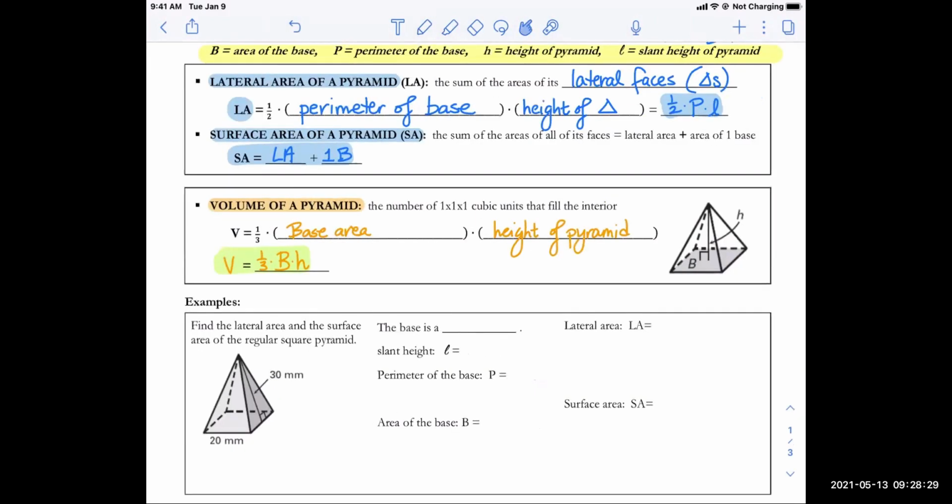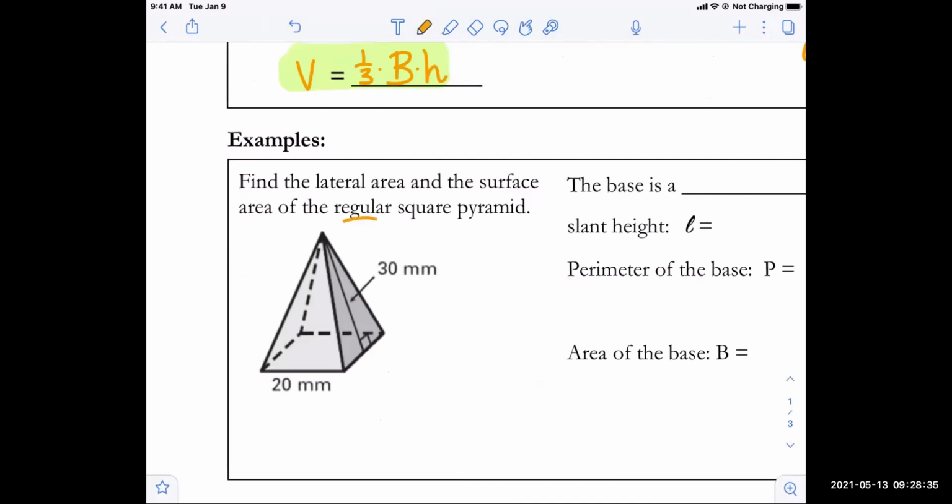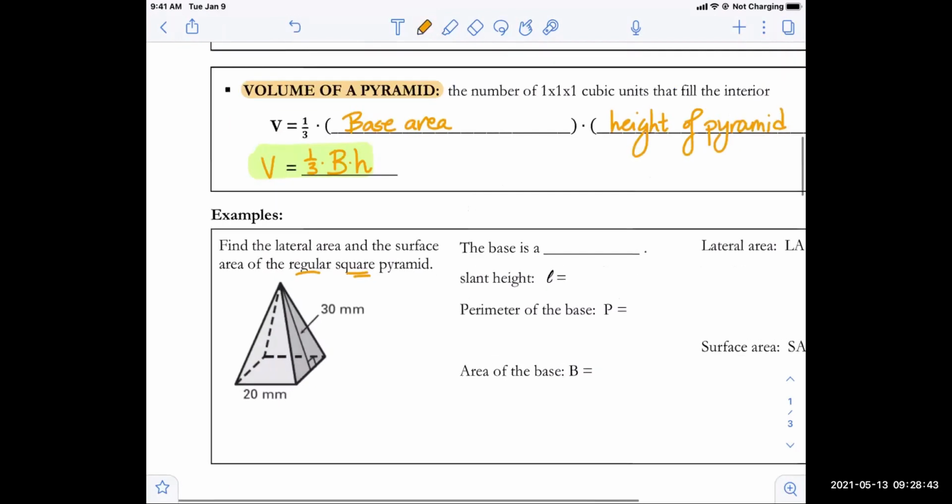Okay, find the lateral area and the surface area of this regular square pyramid. Now, regular means the base is equiangular, equilateral. It's a square, so I didn't really have to say regular. If I had just said a square pyramid, that would imply it's regular because squares are regular, right?